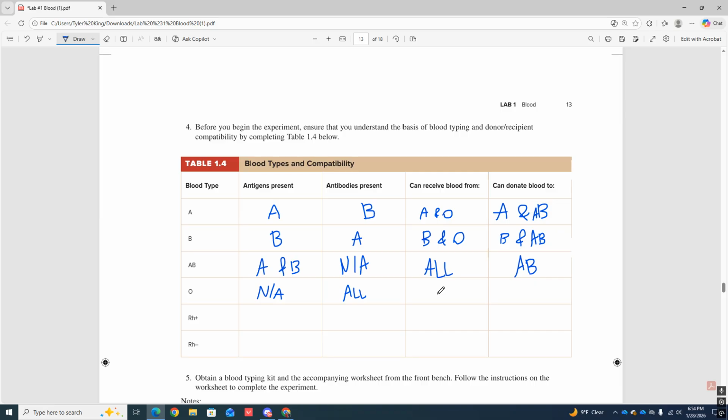Who can they receive blood from? They can receive blood only from O's. They're very selective who they let into their country. And same thing here. Who can they donate to? These guys are the universal donors. So it's A, B, O, AB.